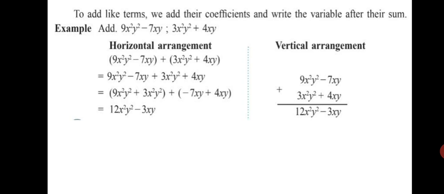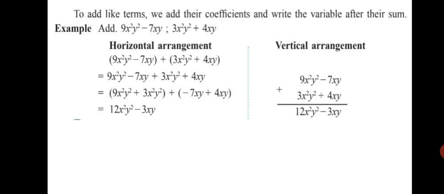Now get the like terms together in one bracket. So which are the like terms? 9x square y square plus 3x square y square are the like terms which we put together in a bracket. Plus minus 7xy plus 4xy. Their variables are the same, so we put them together in a bracket as like terms. And then we operate them. 9 plus 3 is 12. x square y square remains the same. Remember students, variables will not be added. Only the coefficients of like terms we have to add.